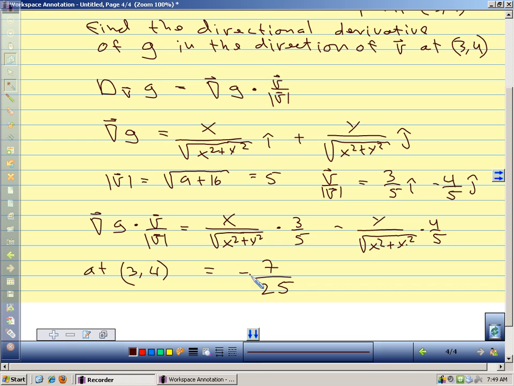So what this tells us is that at point 3,4, g is changing minus 7/25 units for every unit that we move in the direction of v. That's what the directional derivative tells us. As we move in the direction of v, our function changes minus 7/25 units for every 1 unit we move in the direction of our vector.